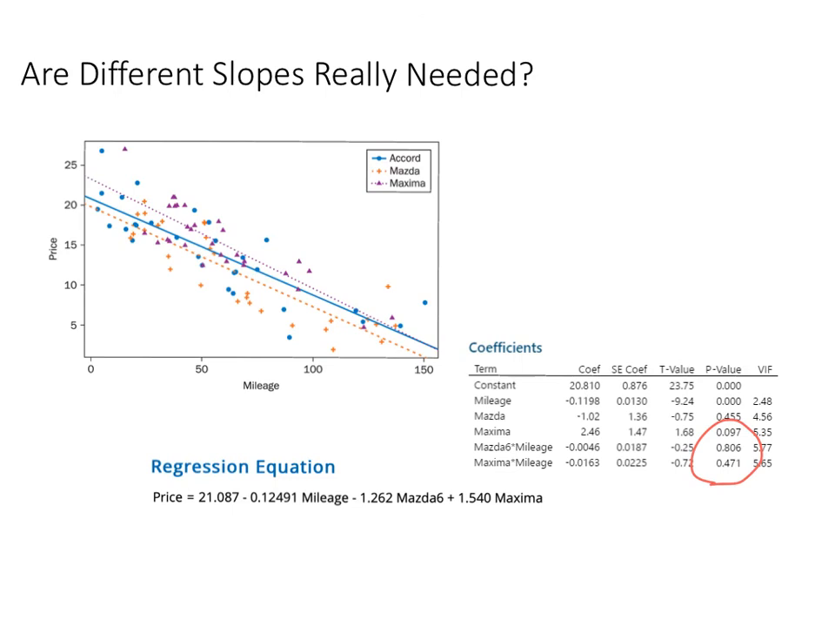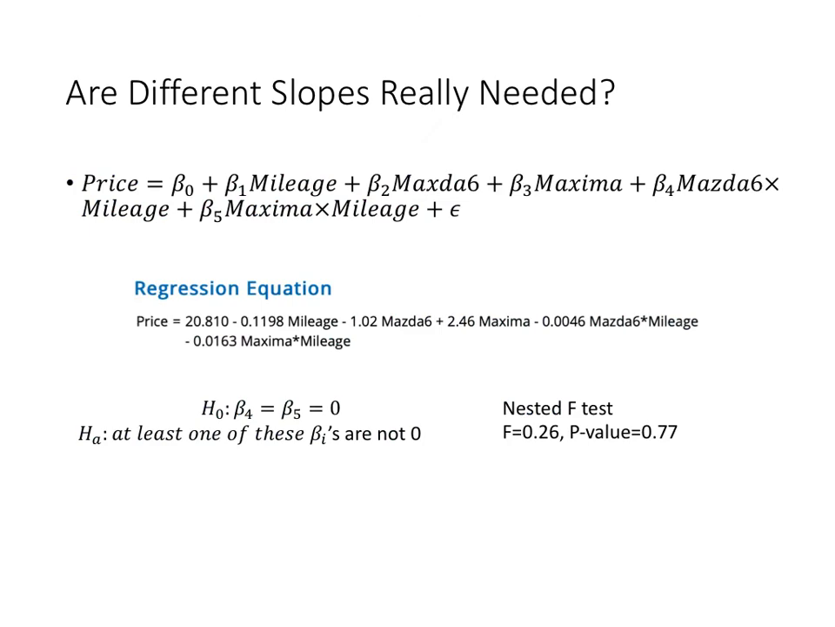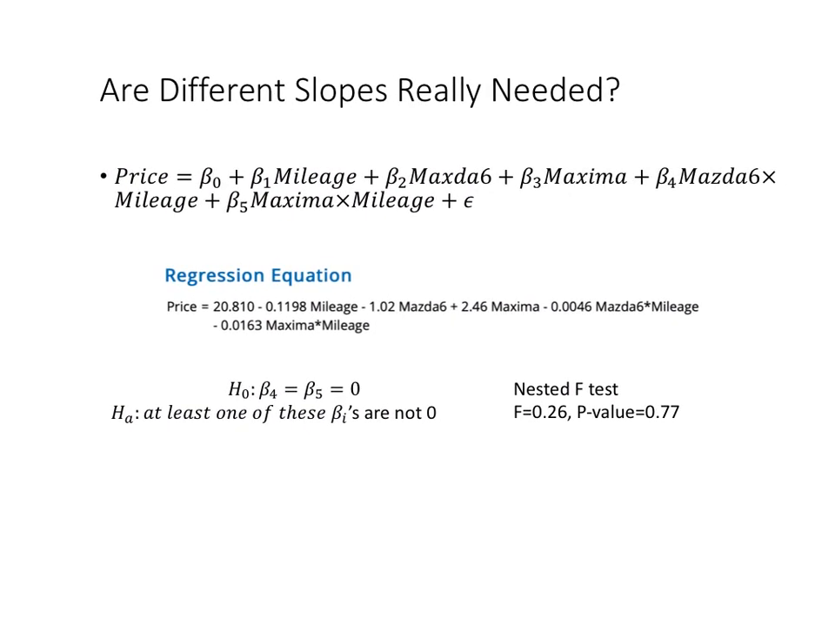But remember, we do need to be careful drawing conclusions just based on the p-value here because the interaction terms depend on mileage and the type of car. So instead what we might want to do is to use a nested F-test to help determine, are the different slopes really needed? There is this model that includes each of the separate terms together with the interaction terms. And if you fit that model with Minitab, you should get this.